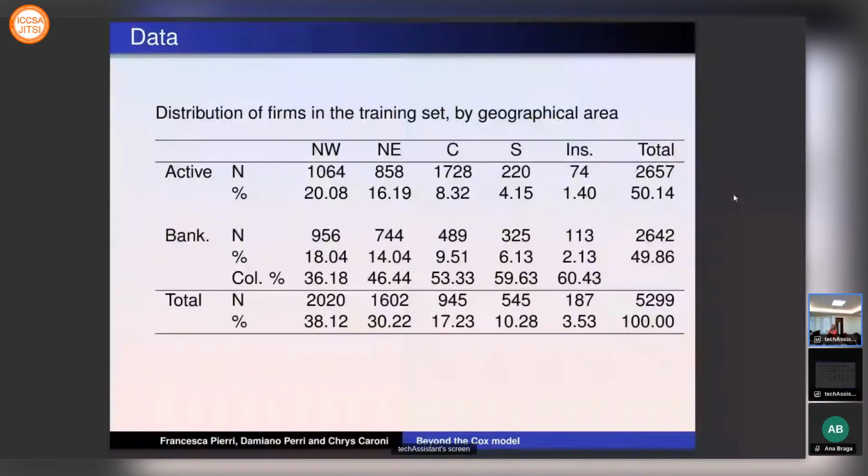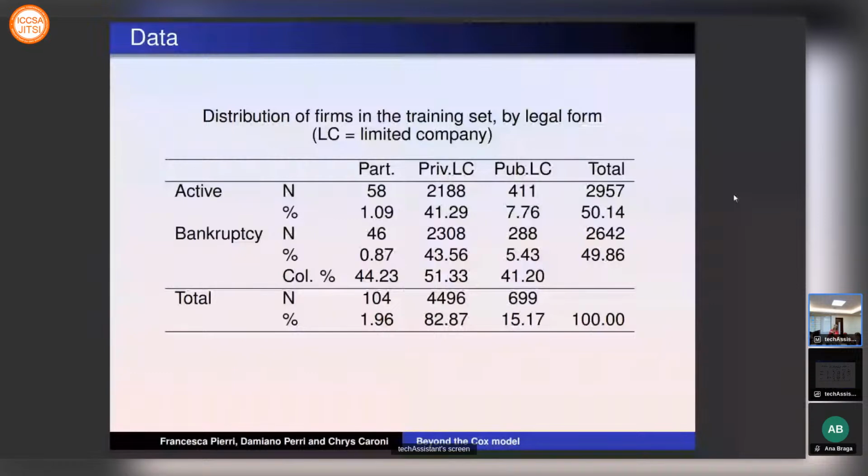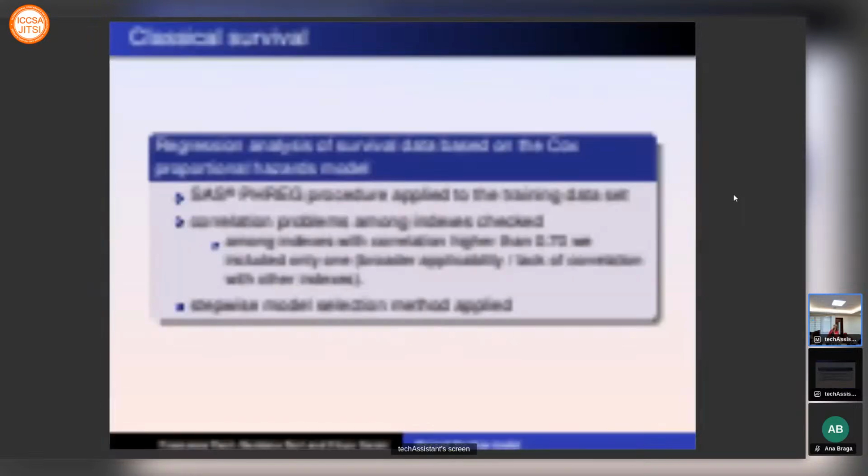Okay, this is the geographical area, the difference among the geographical areas, so we can see the next one. And then we have the distribution of firms on the basis of the legal form, and we see that we have a higher percentage in private limited company.